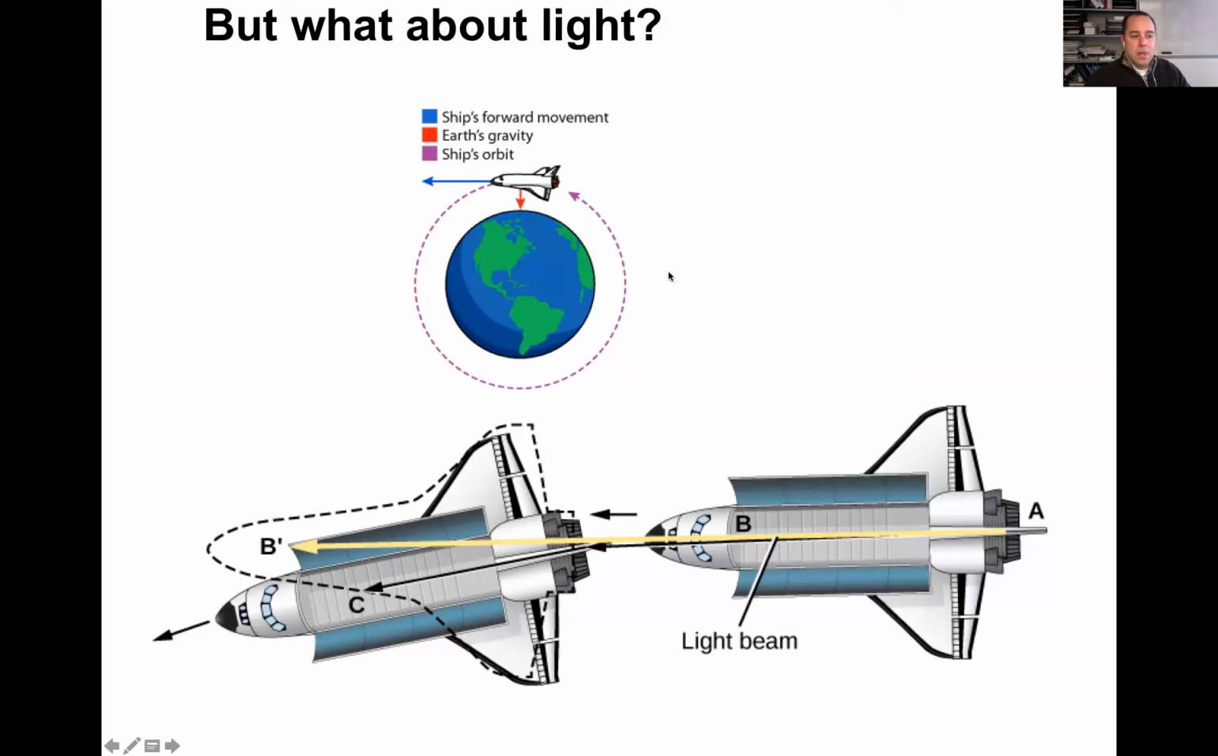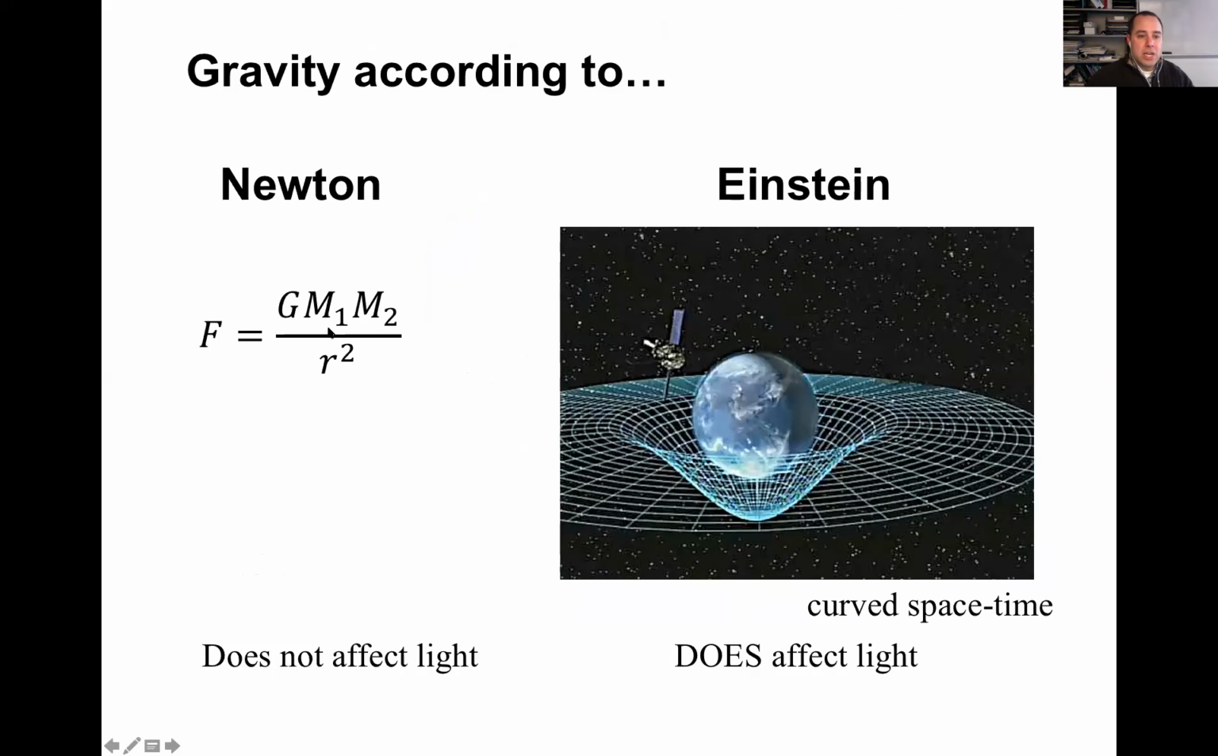So gravity, according to Newton, G equals m1 m2 over r squared, does not affect light. According to Einstein, light is affected by gravity. So why is that? What is it about space-time that causes light to bend?